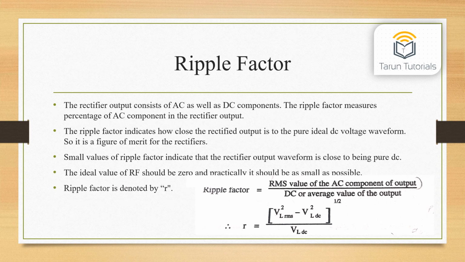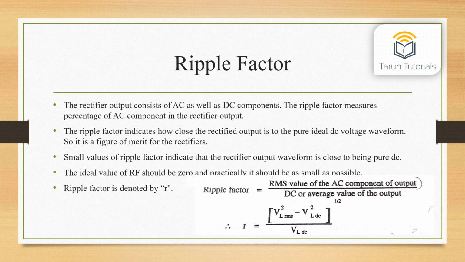Ripple factor. The rectifier output consists of AC as well as DC components. The ripple factor measures percentage of AC component in the rectifier output. The ripple factor indicates how close the rectified output is to the pure ideal DC voltage waveform. So it is a figure of merit for the rectifiers. Small values of ripple factor indicate that the rectifier output waveform is close to being pure DC. The ideal value of RF should be 0 and practically it should be as small as possible. Ripple factor is denoted by R.